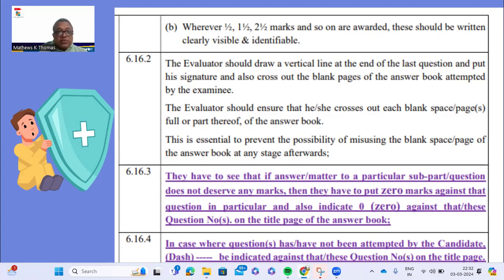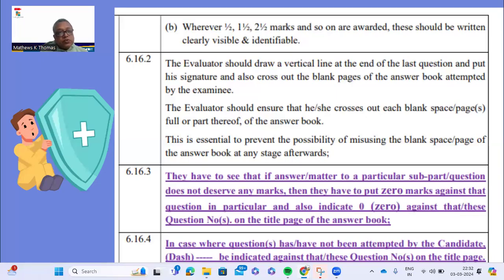If it is wrong, it is 0. If it is not attempted, it is a dash. So on the cover page, it is important that if question 16 is not attempted, kindly do not write 0, because that is misleading. 0 means the child has done the question and you have awarded 0. If the child has not attempted, you should not write 0, you would be putting a dash.